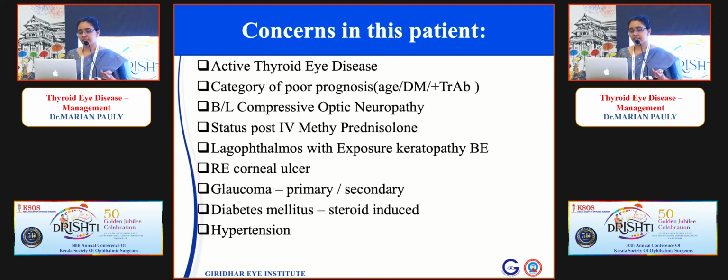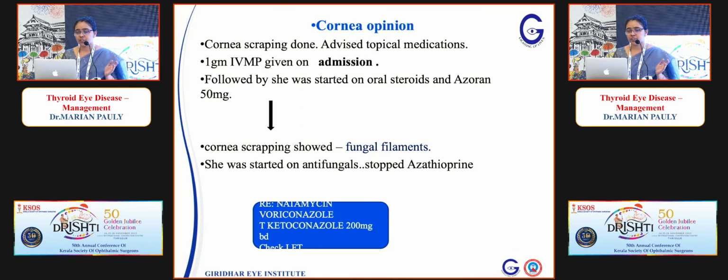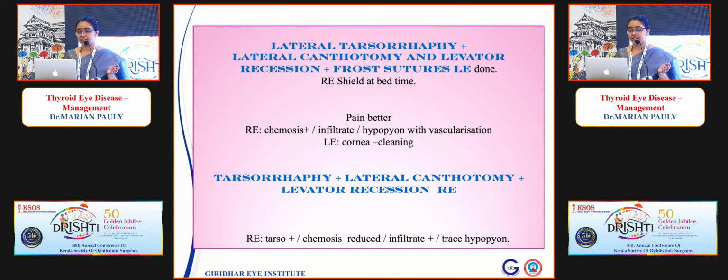So what are the concerns in this patient? Thyroid, poor prognostic factors, bilateral compression, status post methylprednisolone, lagophthalmos, corneal ulcer, glaucoma, diabetes, hypertension. She has got all the problems in the eye. So we took a cornea opinion, corneal scraping was done, and it was a fungal corneal ulcer. So the immediate aim is to protect the cornea before jumping into decompression.